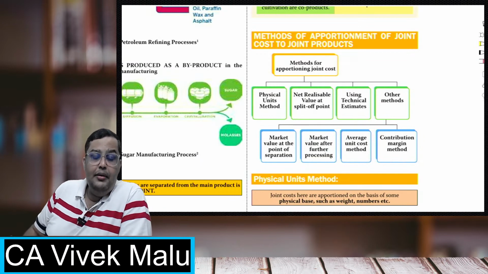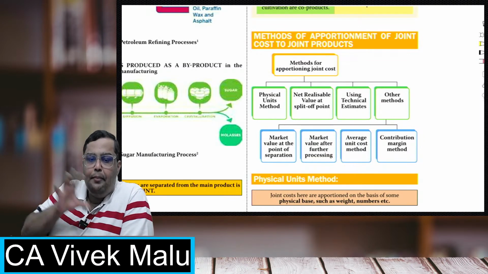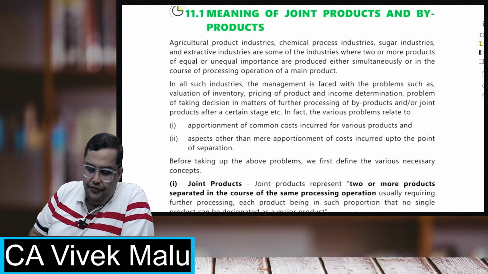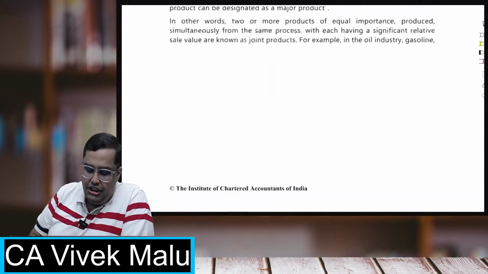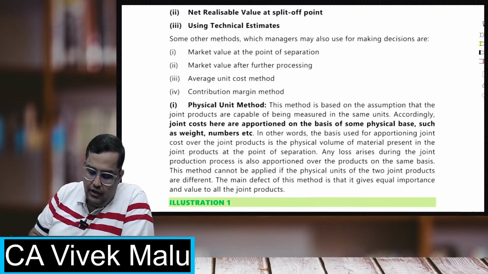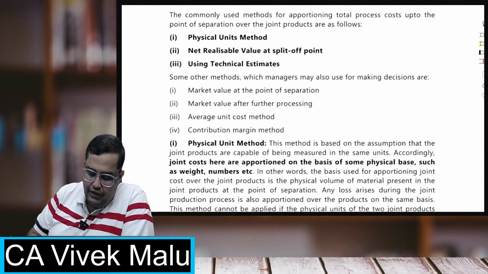So these are the 7 methods which are used to apportion the joint cost over the various products. Now, students, we will be taking up each and every one of them one by one. These are very easy.